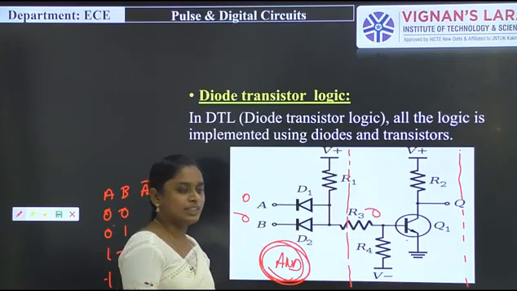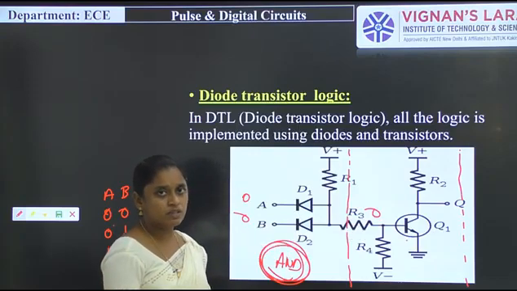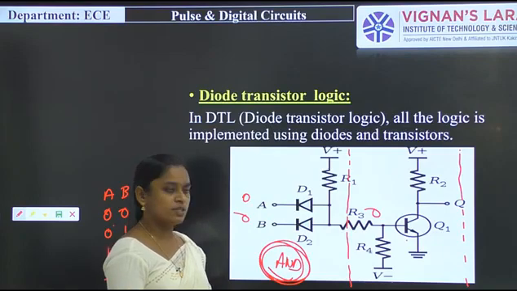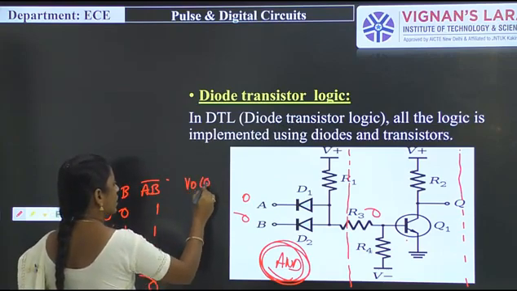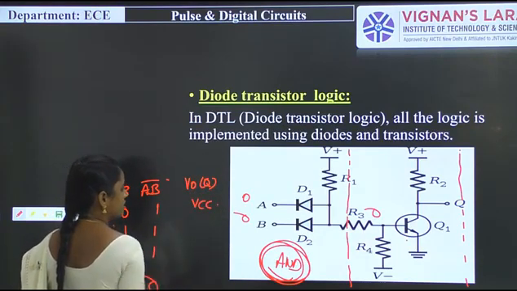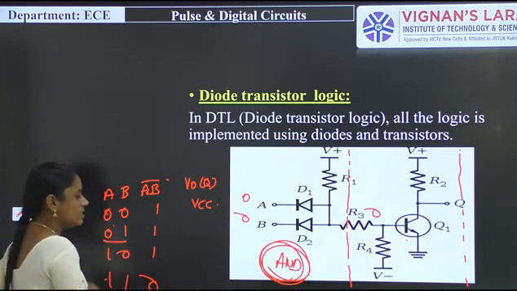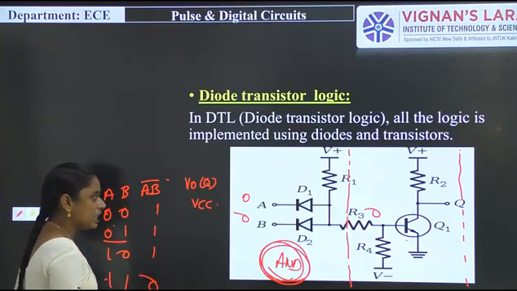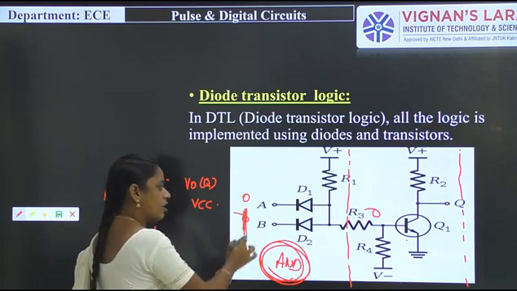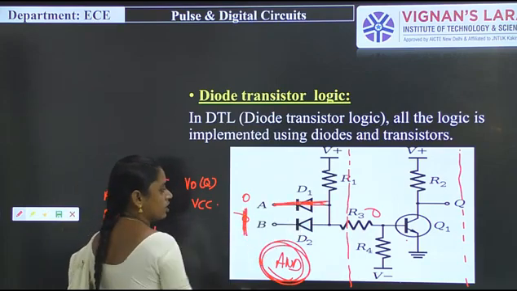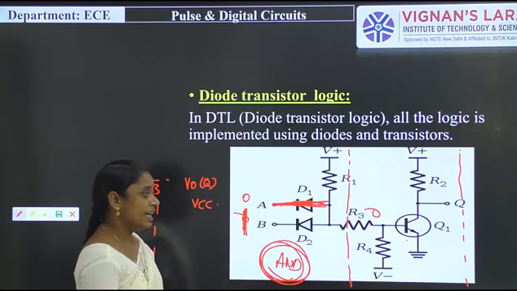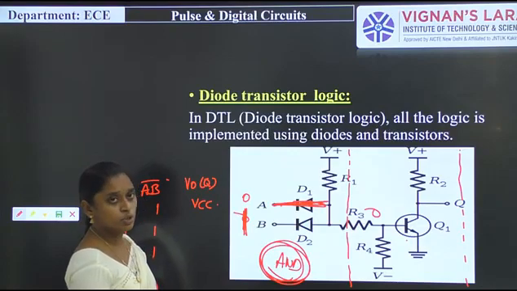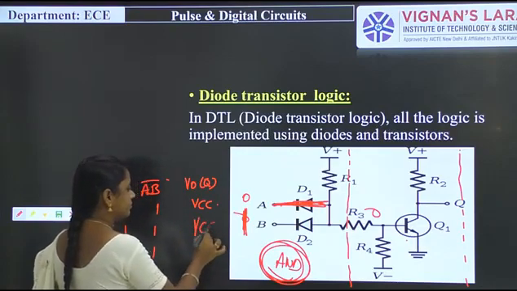When 0 volts is applied to the transistor Q1, what happens? The Q1 becomes off condition. When Q1 is in off condition, what is the output? The output will be VCC. At the next condition, that is the 0, 1 condition, the output is also at 0 volts. Why? Because it will be short circuited. So that's why the 0 volt signal will be reached at this output side. Again, Q1 is in off condition. Obviously, the output is equal to VCC.